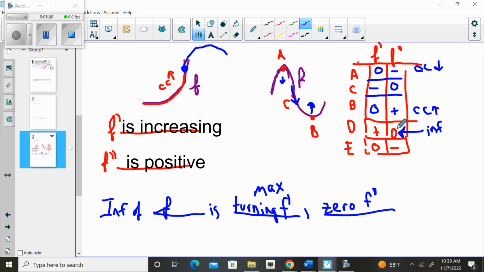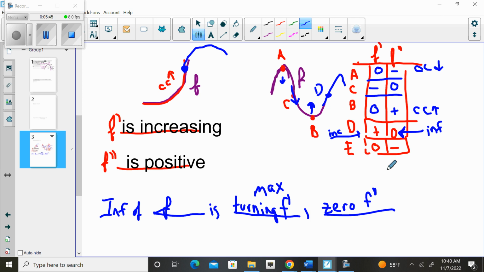But what else do I know? What else I know is that my function is increasing. I have an inflection point where the function is increasing. So I can have an inflection point on an increasing function or a decreasing function. All right, so that's telling me that now my function goes like this. Here's another inflection point at D.